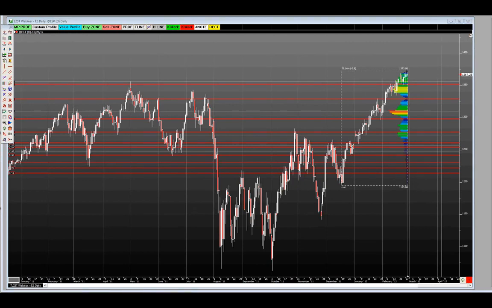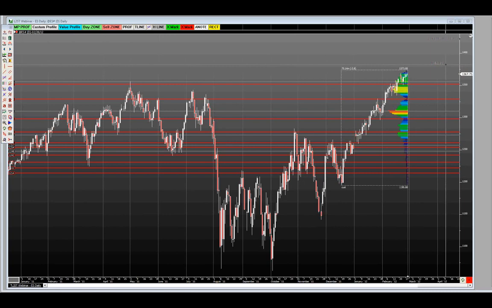Okay? Notice here, pull back, low volume node. Pull back, low volume node. Pull back, low volume node. Pull back, low volume node. Pull back, doesn't quite get to the red level, but what is this? Low volume area, right? Continued higher.